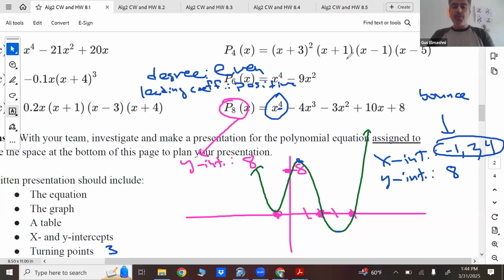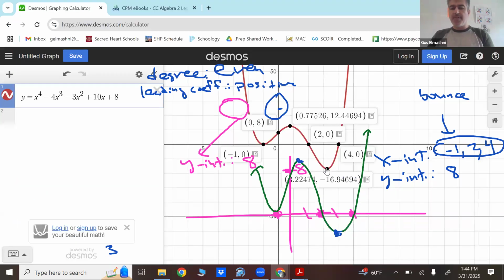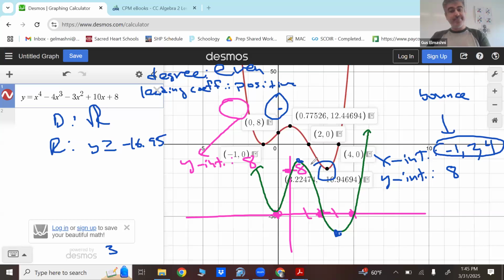So domain's all real. Now, is my range all real? No. The low point here, whatever that is, I've got to look it up because you won't be able to know that until you take calculus, but the range is actually going to be higher than negative 16.94. So my domain is all real. My range is y is greater than or equal to negative 16.95. I'll round it up. And you're not going to learn how to do that until you take calculus. You just have to use a graphing calculator for that.